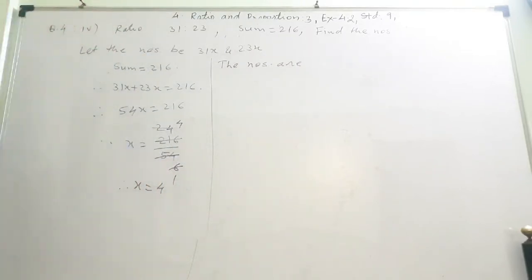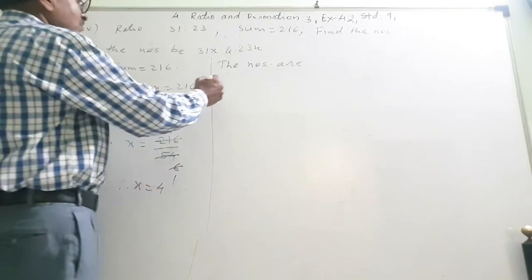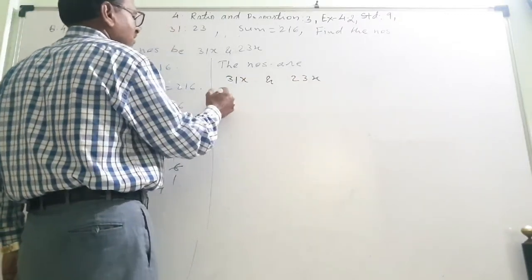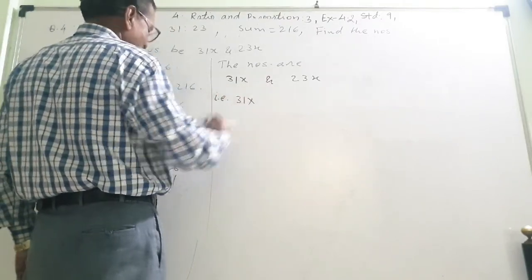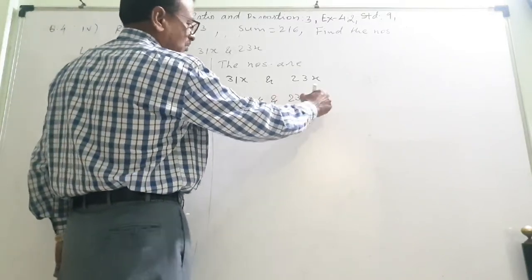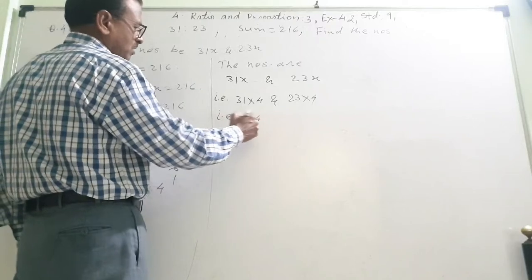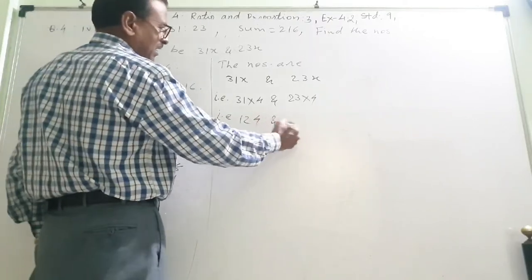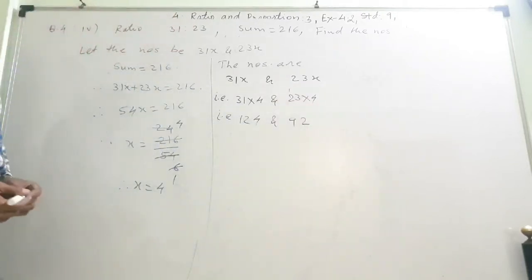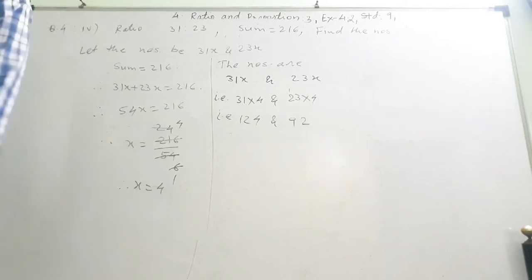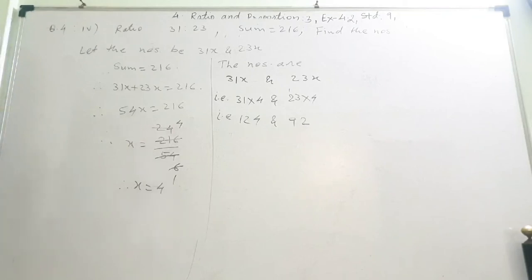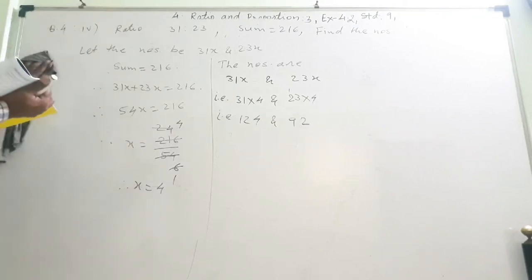I will change the pen, now it has become very faint. The numbers are 31x and 23x. That is 31 into x, x is 4, and 23 into x, x is 4. That is 4 times 31 is 124 and 4 times 23 is 92. So what are the numbers? These are 124 and 92.